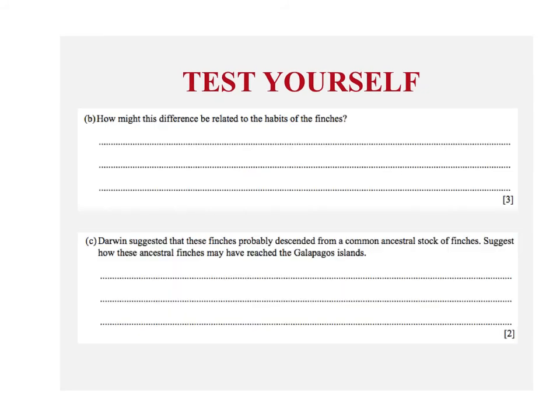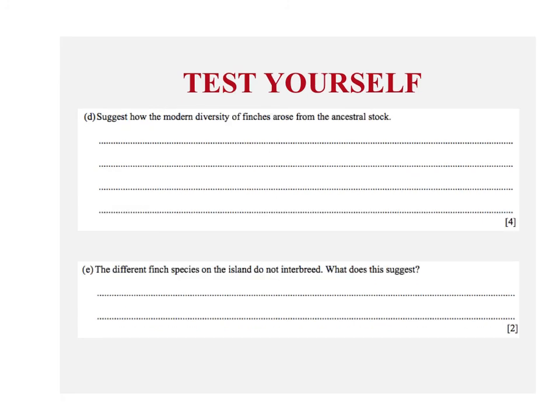How might this difference that you mentioned in part A be related to the habits of the finches? So you can pause now. This is about 3 marks, so it should take you a couple of minutes. And then question C, Darwin suggested that these finches probably descended from a common ancestral stock of finches. Suggest how these ancestral finches may have reached the Galapagos. And it's a how. How might they have got there? Part D, suggest how the modern diversity of finches arose from the ancestral stock. So how did we get those changes? It's a 4 marker. It needs to be detailed. Think of your keywords. That's why we link them.